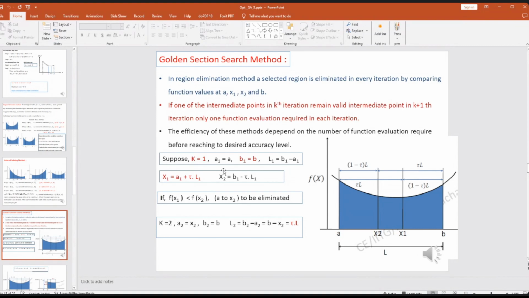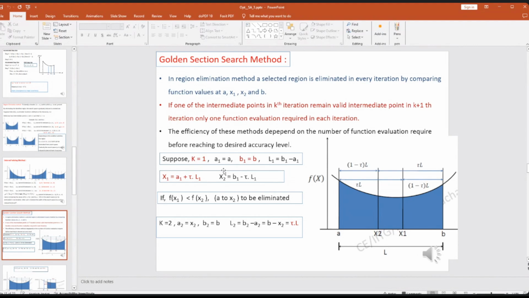Yes, sir. But now we have to think, can the formula be chosen in such a way that even after the elimination of the region, if we apply the same formula in the residual interval, one of the previous intermediate points can be an intermediate point in the current iteration? Is it possible or not? People try to think in this way. You may say, even if it is possible, what is the advantage? We need not evaluate the function value of that point. It is already there.